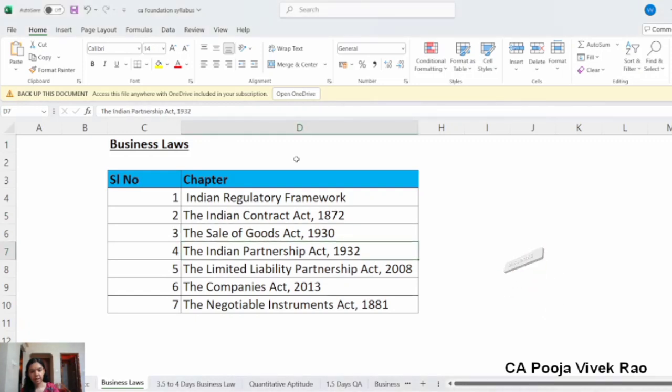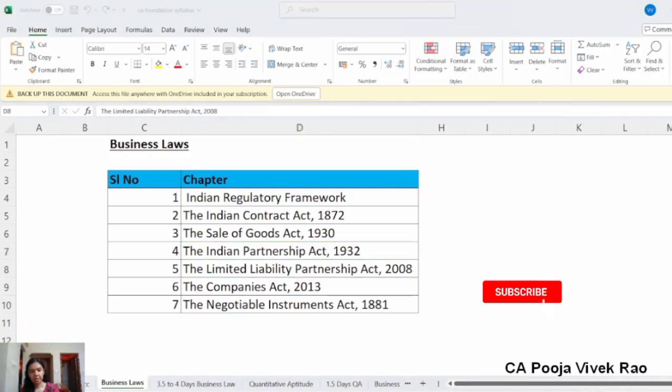Then you have the Indian Partnership Act. There are 3 units in this. And the section wise weightage is 15% to 20%. This chapter will be for around 18 marks to 24 marks. And from this also both direct theory question as well as case scenario question will be there.